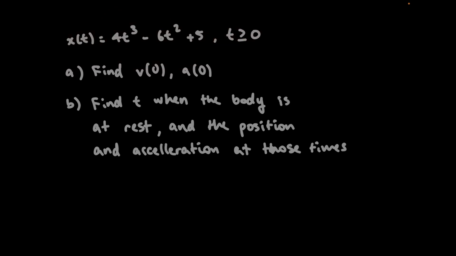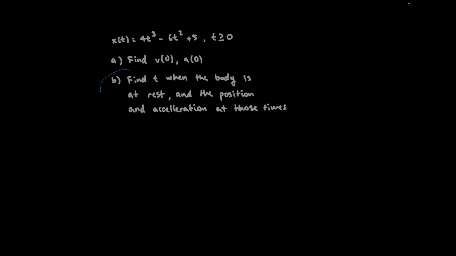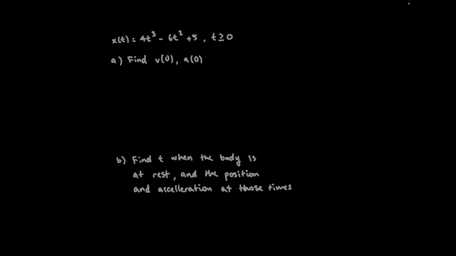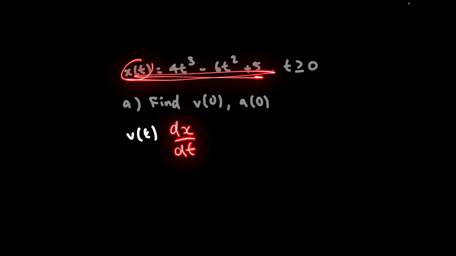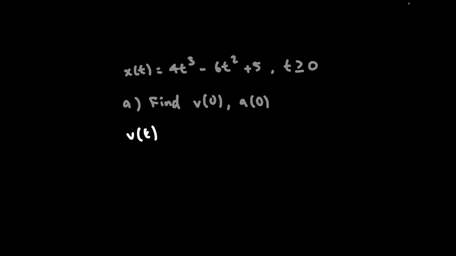And we need to work out what is the velocity when time is 0 and what is the acceleration when the time is 0. So what we would do here is we would simply need to work out first what the velocity and acceleration equations are. To work out the velocity equation, it's simply the derivative of your displacement. So if we differentiate our displacement, we get our velocity equation. When we do that, we get 12t squared minus 12t.